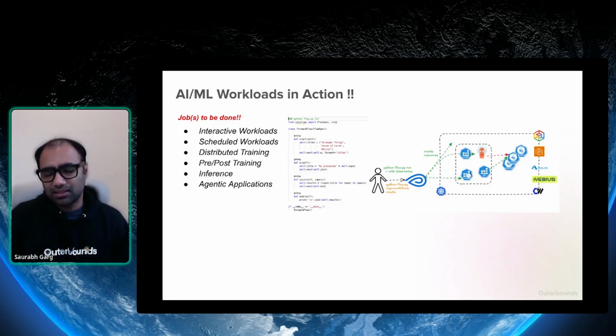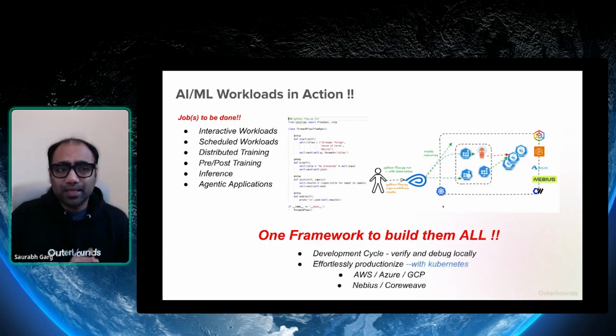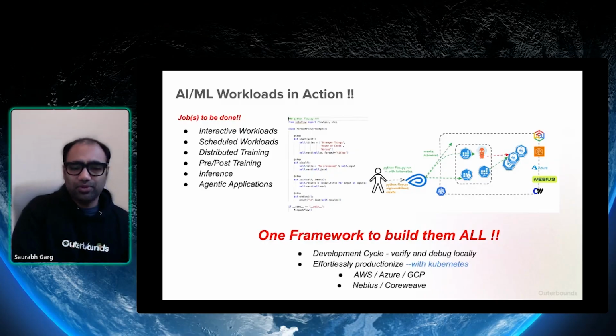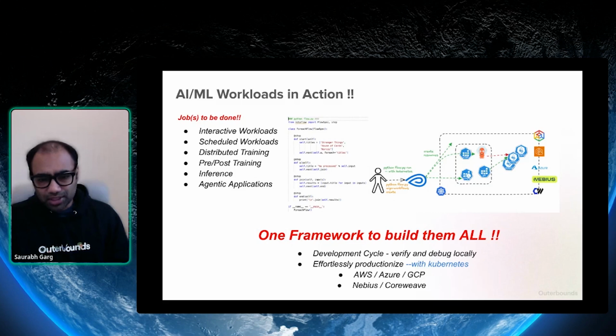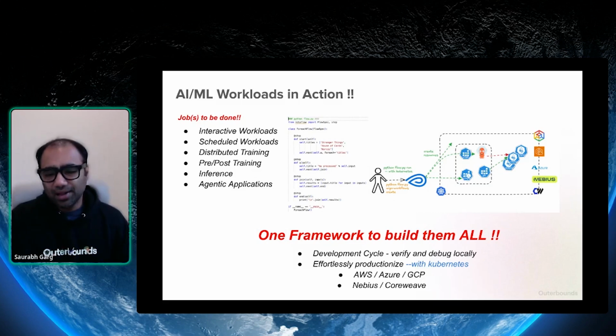Now, the Kubernetes cluster itself could be deployed on your favorite cloud, whether it is GKE, Azure, AWS, or any of the neo clouds that you might have come across, which are like Nebius or CoreWeave. So in a sense, Metaflow is this one framework that allows you to do any and all of your AI/ML story. And it allows you to have very easy development cycles, which allow you to verify and debug locally and effortlessly productionize using dash with Kubernetes, whether it is on AWS, Azure, GCP, and on Nebius.